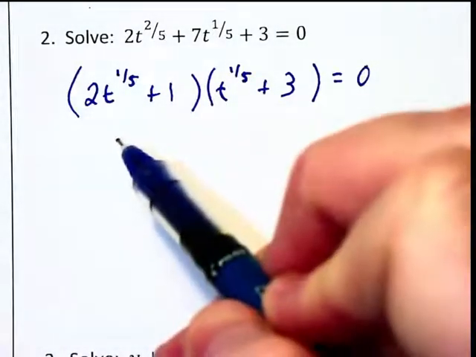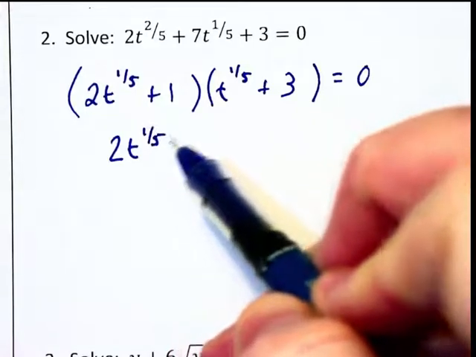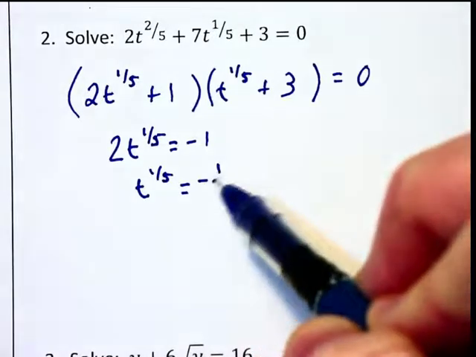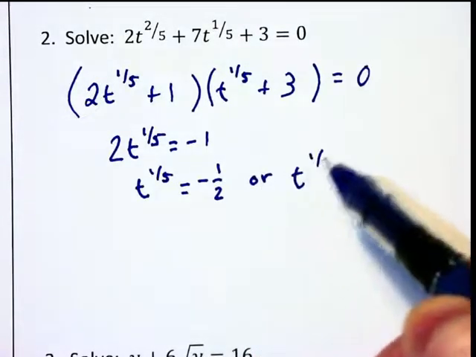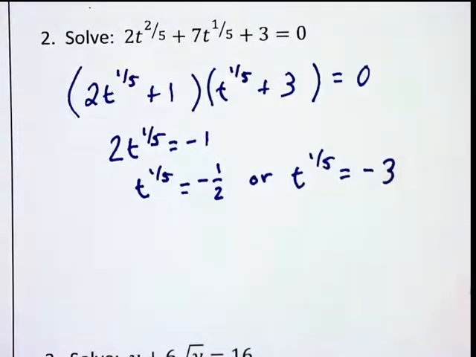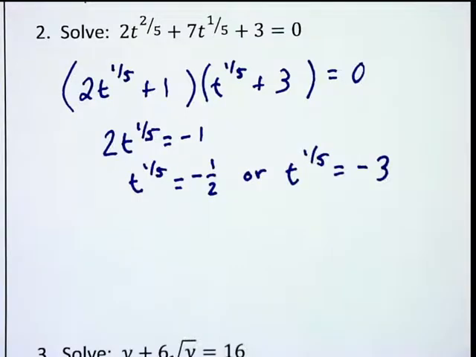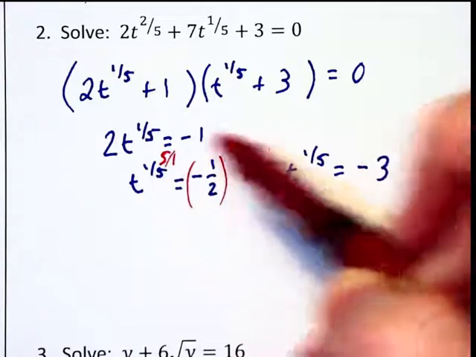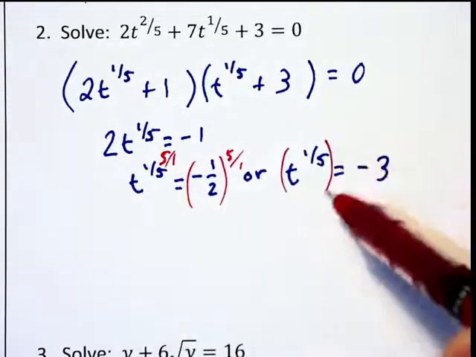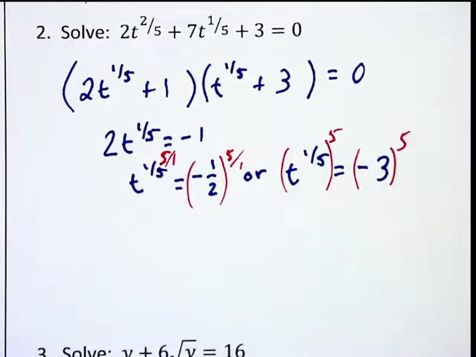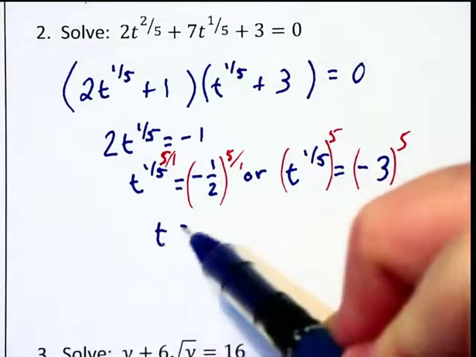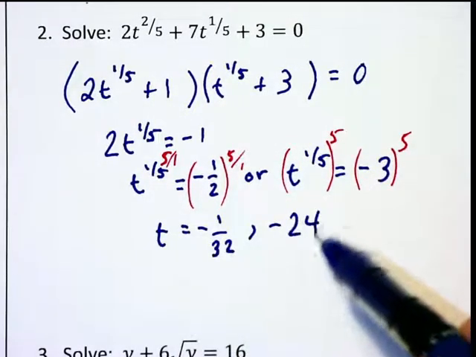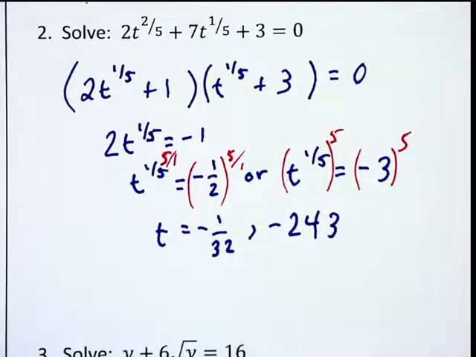Now what we can say here is 2t to the 1/5 is equal to -1, or better yet, t to the 1/5 is equal to -1/2, or t to the 1/5 is equal to -3. It's okay to have fifth roots equal to negative numbers. Basically what we want to do is raise each side to the 5/1 power, to the 5th power, to undo the 5th root, and that will give us the solutions of t is equal to -1/32 or -243, both of which are checkable in the original problem.